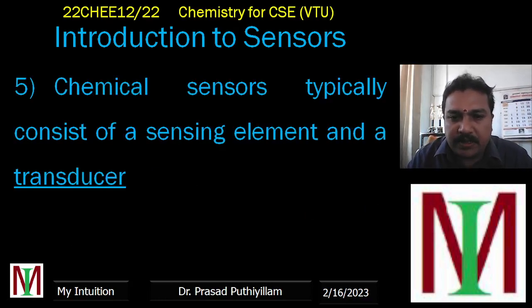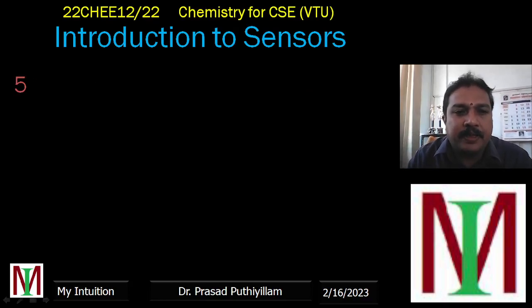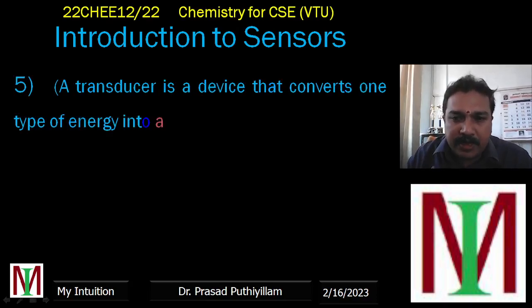The sensing element is the one which is used to sense. Say if you want to sense carbon dioxide, we use some other chemical in the sensor, which we call the sensing element. It also needs a transducer. Transducer is a new word, that's why I underlined it in brackets. It is a device which converts one type of energy into another type of energy.